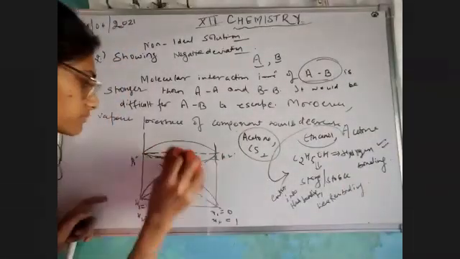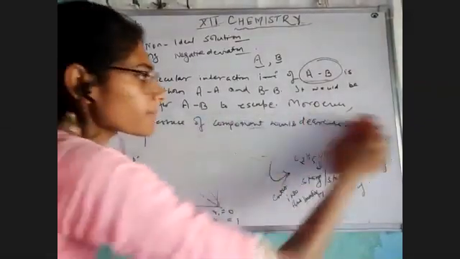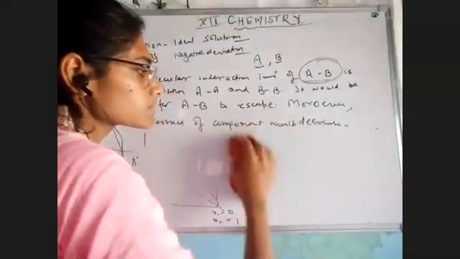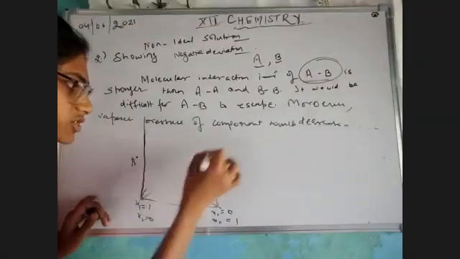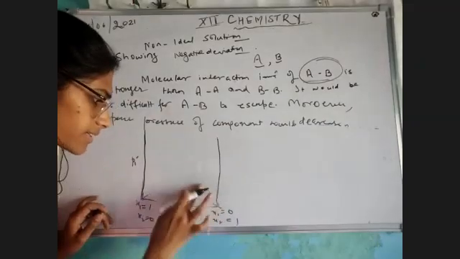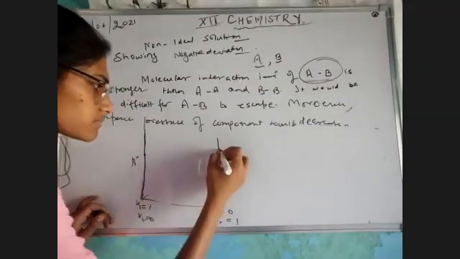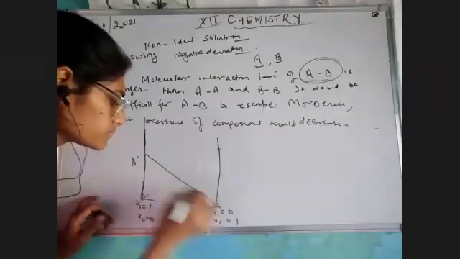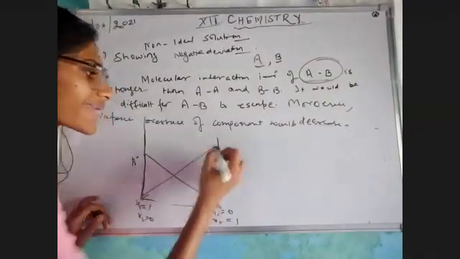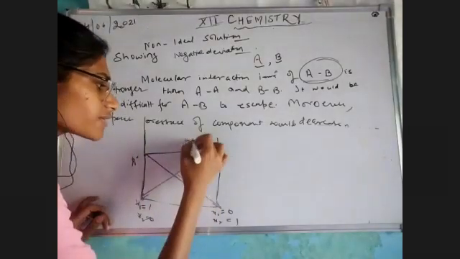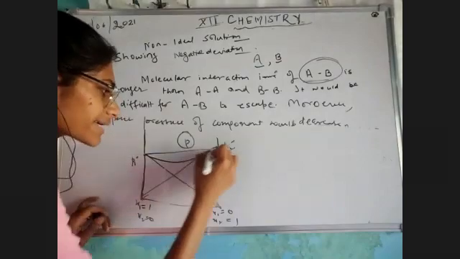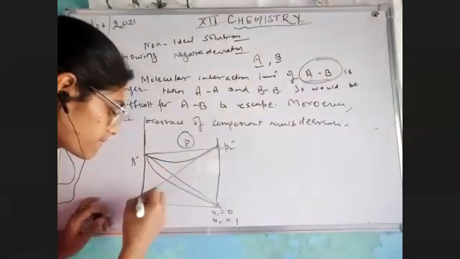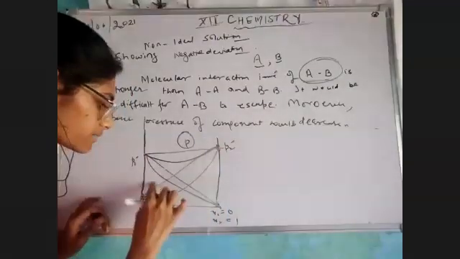Let's see how it is happening now. Now the diagram would be totally changed, and since it is showing negative deviation, the overall vapor pressure P, which equals P1 naught plus P2 naught, now it would be decreased like this.